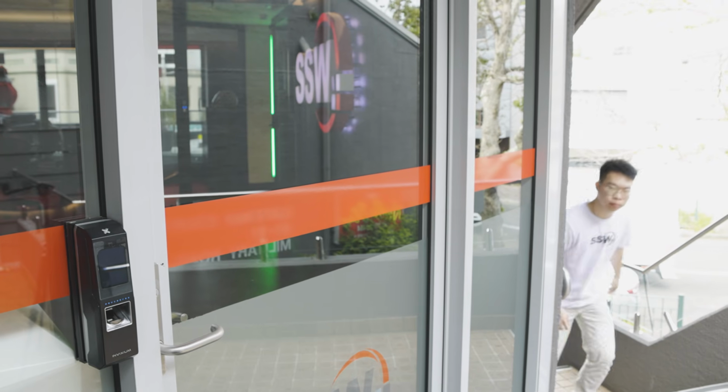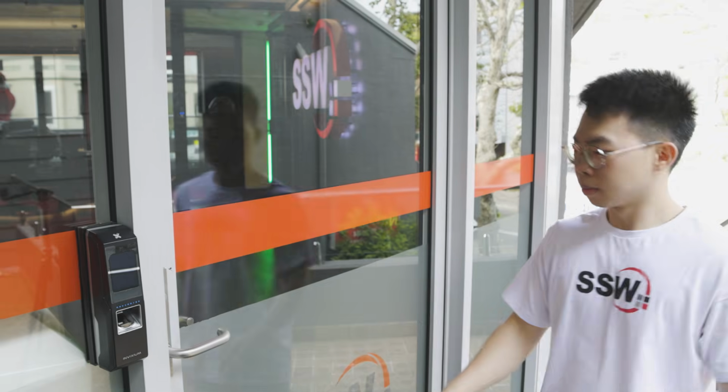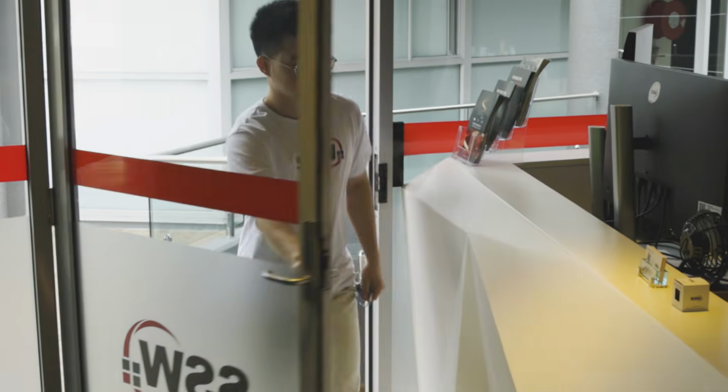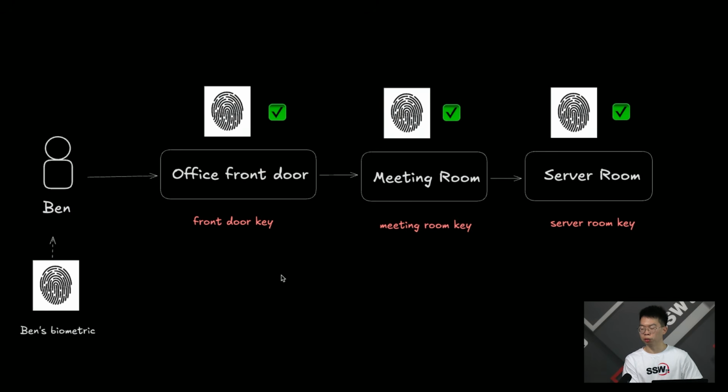Lucky enough, I don't need to worry about these problems in my real life. I can get through the front door with my fingerprints. It has access to different places, to the office front door, to the meeting room, and also the server room. I don't need these keys anymore.